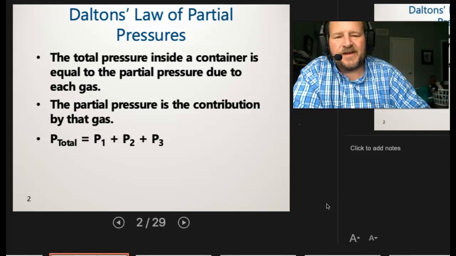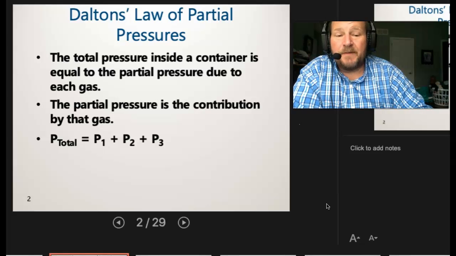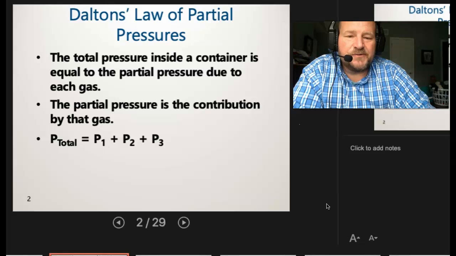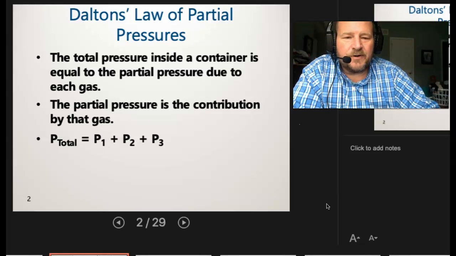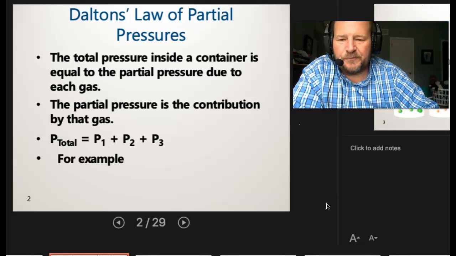For instance, if we're thinking about air, the biggest component would be nitrogen. So P1 might be the pressure from just the nitrogen itself. And then P2 would be just the pressure of oxygen. And then finally the pressure for 3 might be the pressure of CO2. So that's it for the partial pressures. You just simply add up the pressure of each gas and that's going to equal P total.